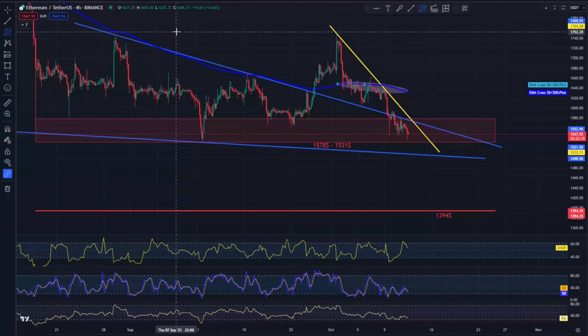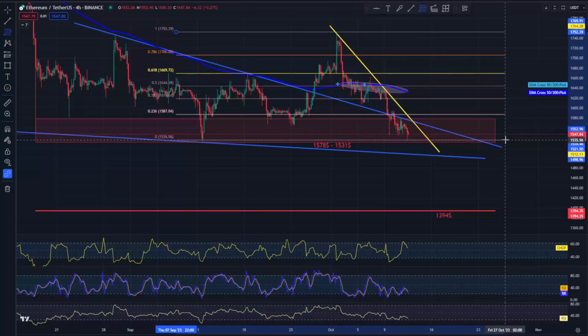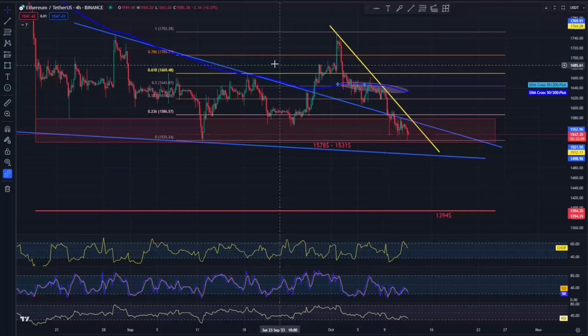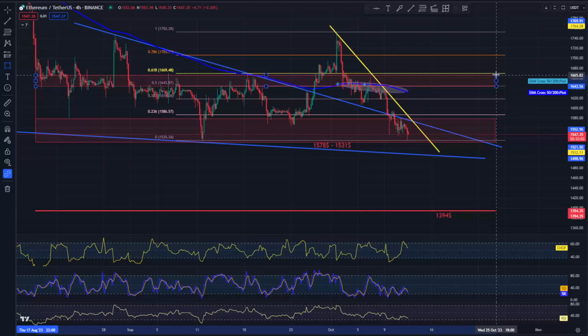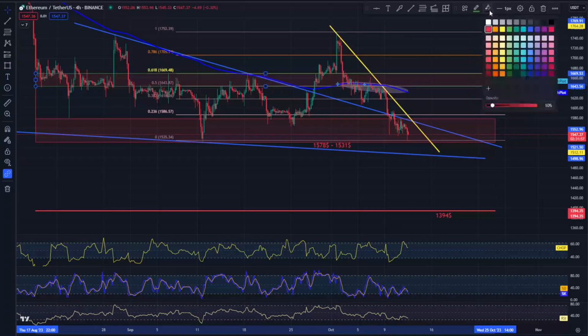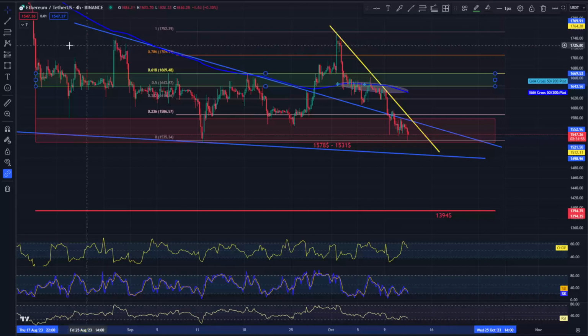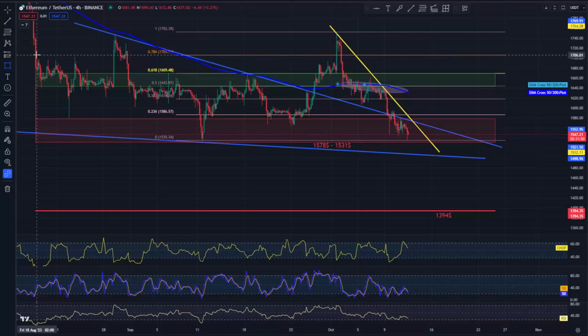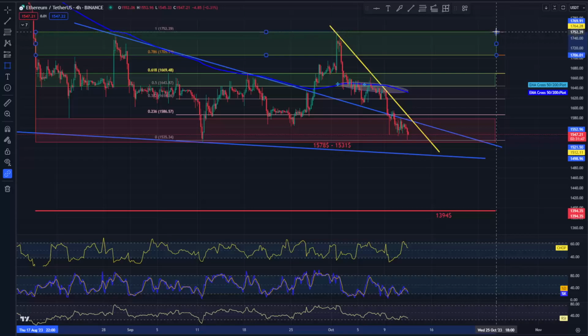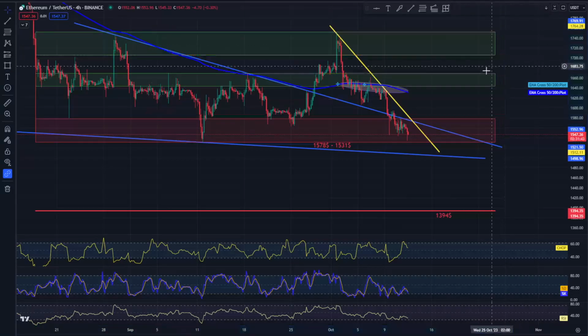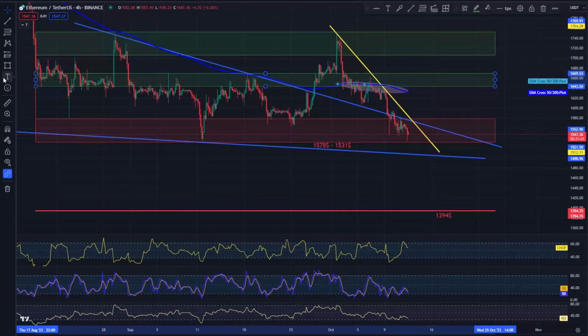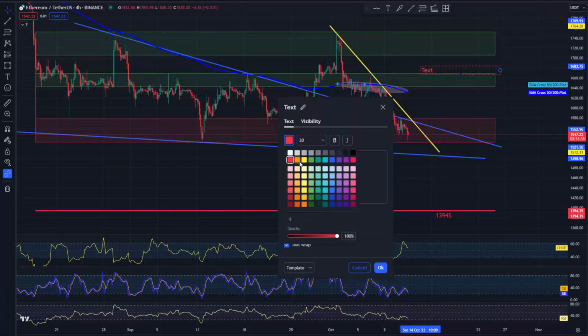Looking the other way, we can similarly mark places where the price should encounter resistance on the way up. And here we will mark resistance zones where the first zone starts from $1,643 and lasts up to $1,669. And then we have the second resistance zone from $1,706 to $1,752. Only when we manage to break out of these two zones will we be able to see further price increases.